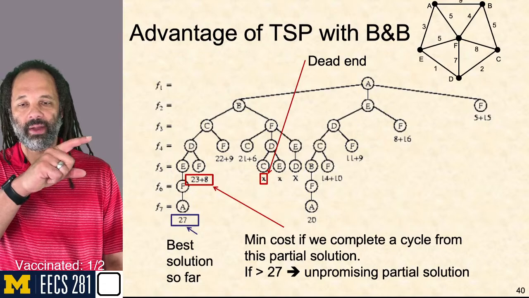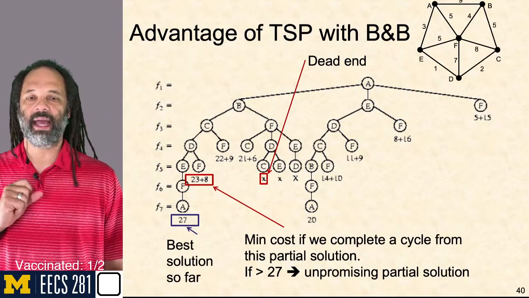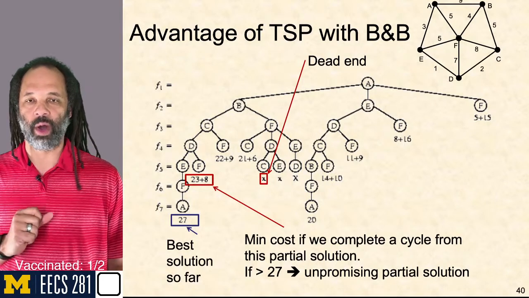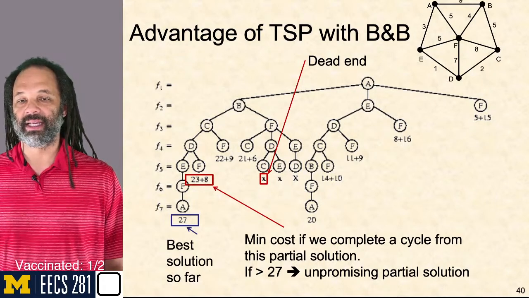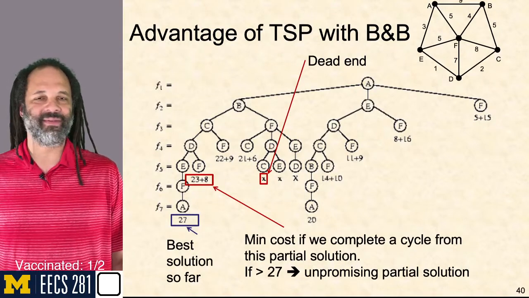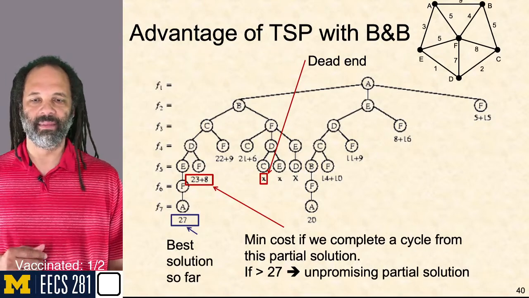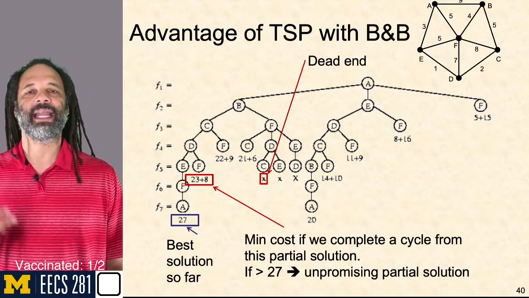Here's an equality prune, right? A, B, F, C. I can get there in 21. If I add 6 more, which is about the work that it would take, I would end up with a 27. 27 is not better than 27, so prune it. It's a waste of time. It's not the best. It's not getting me anything better.